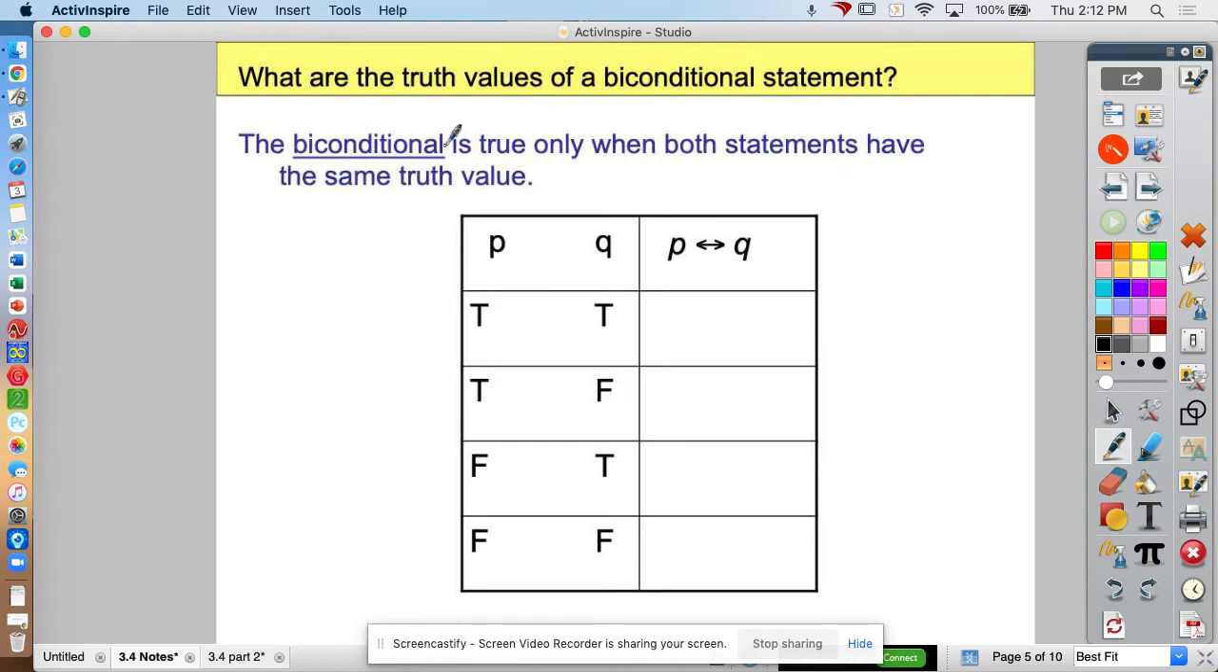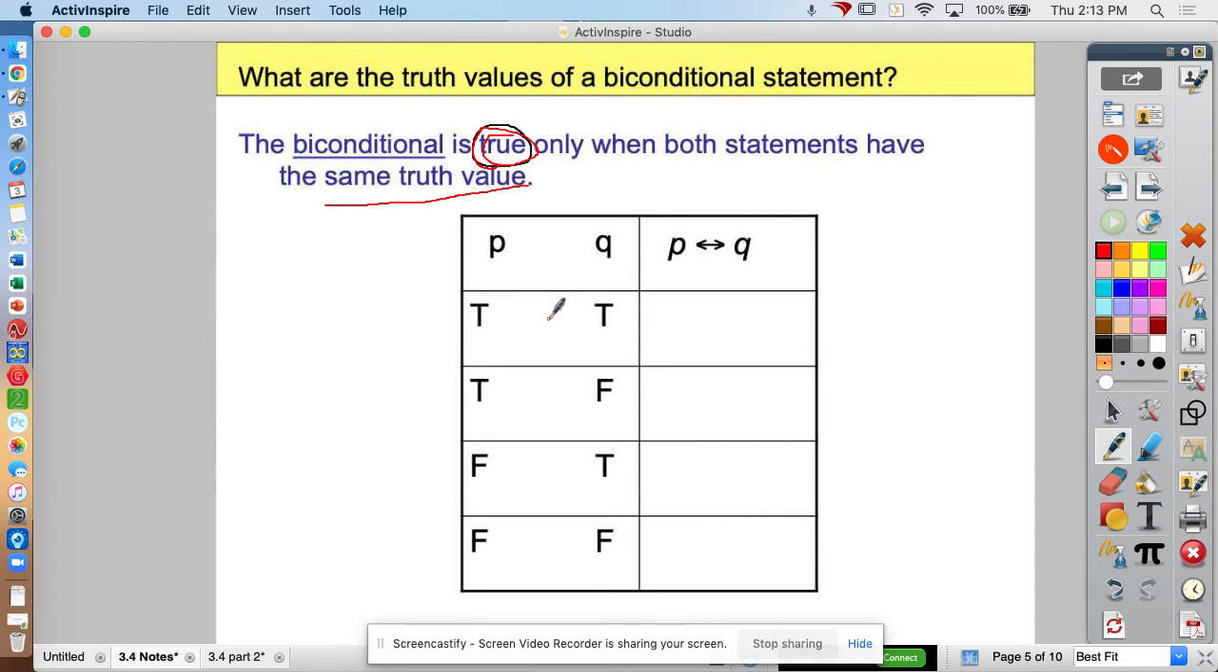So let's look at the biconditional rules. These are the ones that say if and only if. The biconditional is kind of tricky, but only tricky in the fact that it has two reasons. So this one says the biconditional is going to be true only when both statements have the same truth value. Notice it doesn't give you true and false. It says they have the same truth value. So if they are the same, they can both be true or they could both be false.